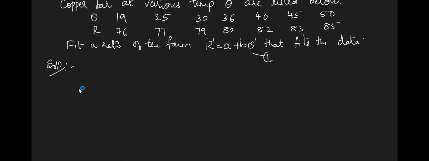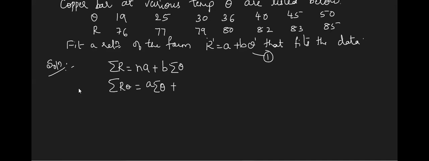Take this as equation 1. You should write the normal equations. Tell me what are the normal equations. Summation r is equal to na plus b summation of theta. One more: summation r theta is equal to a summation of theta plus b into summation of theta square. Okay, this is the normal equation. You need to construct the table and find out the values.